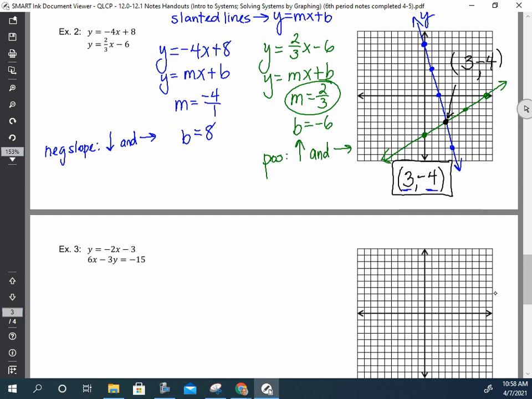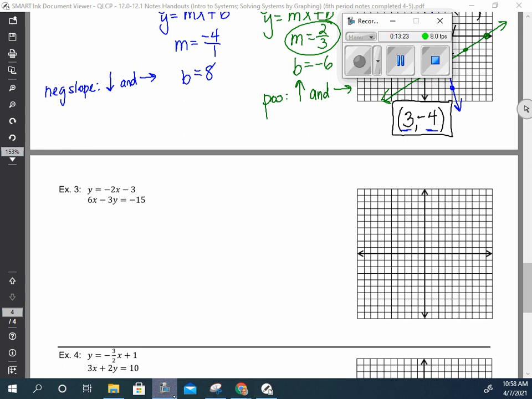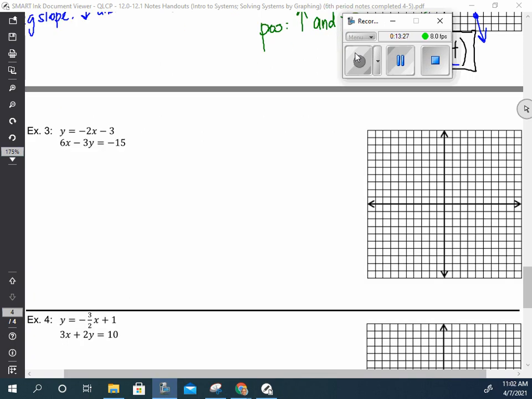So let me give you a chance to start one yourself. So example 3, same type of problem, same type of situation. So let me give you a couple minutes to start example number 3. Let's navigate example 3. So y equals -2x minus 3 and 6x minus 3y equals -15.